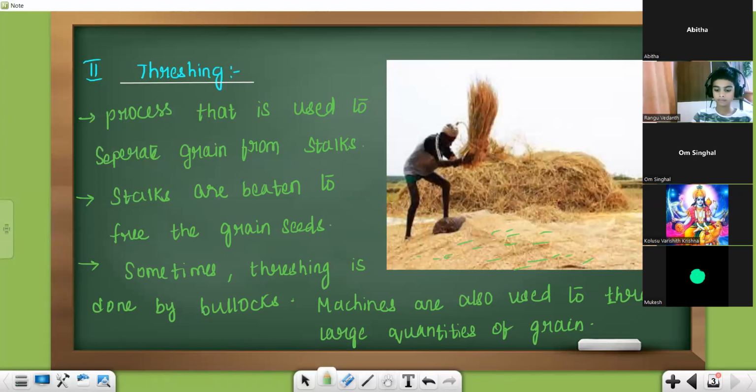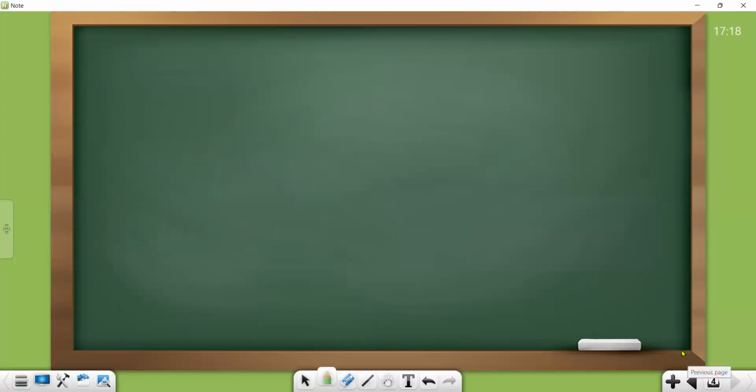Okay, shall I go for the next process? Yes, ma'am. You can go for the notes in resources tab of WeXL. Okay, the next method is winnowing.